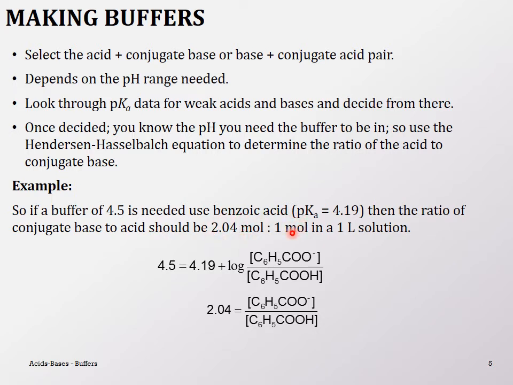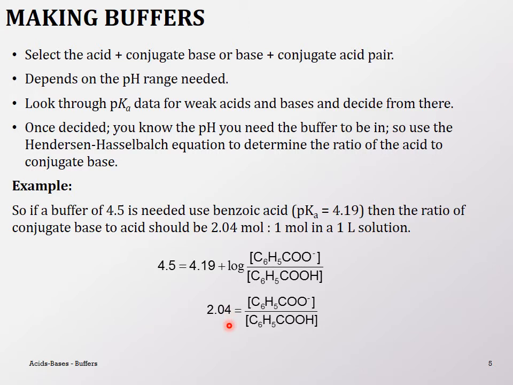How do you calculate that? You use the Henderson-Hasselbalch equation. The pH is 4.5, the pKa is 4.19, and remember, pKa comes from Ka, the negative log of Ka, plus the log of the conjugate base over acid. By the time you do this calculation, you will get 2.04, and remember you do the anti-log here, so take off the log, and what you get is the conjugate base over acid. This means your conjugate base should be 2.04 times more than the acid.